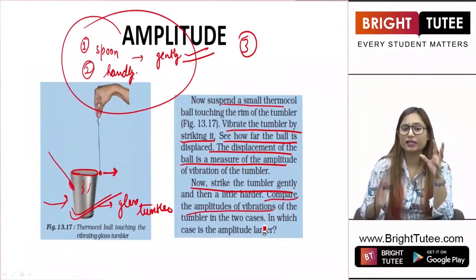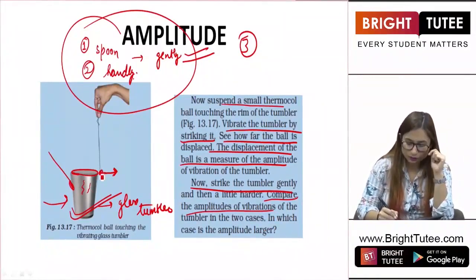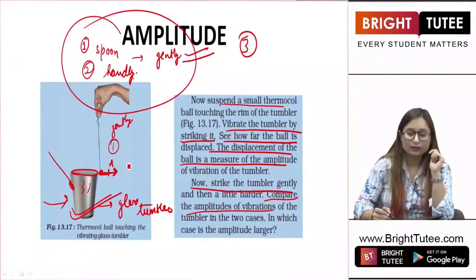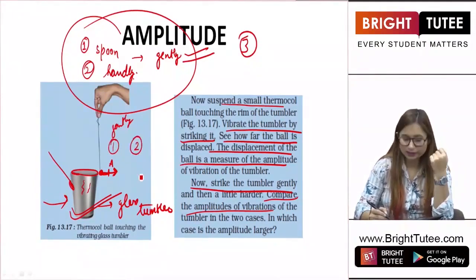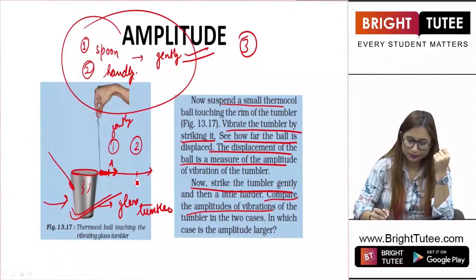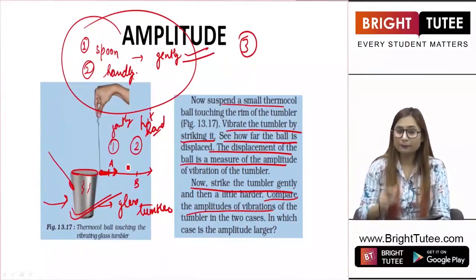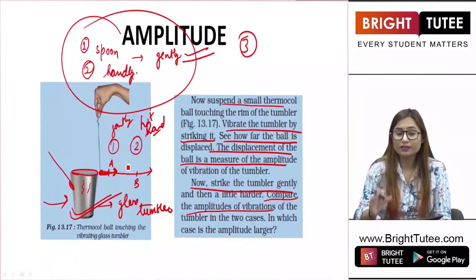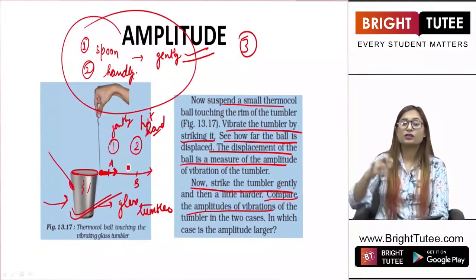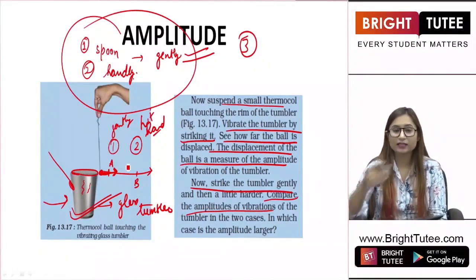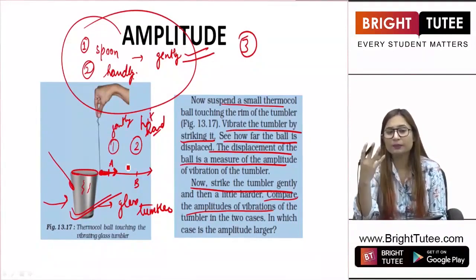When the glass is hit gently, the thermocol ball will only move to point A, which is closer. The vibration will be very small. This was case 1, when we hit gently. Now, in case 2, when you hit the glass very hard, the ball moves very far to point B, right? So, what did we learn from this? This tells us that the amplitude depends upon how strong the vibration of the sound is, basically how much the loudness of our voice depends on the amplitude, right?